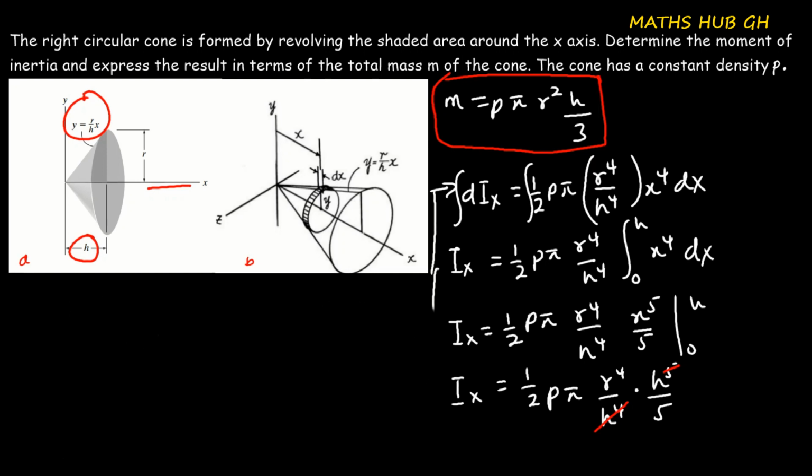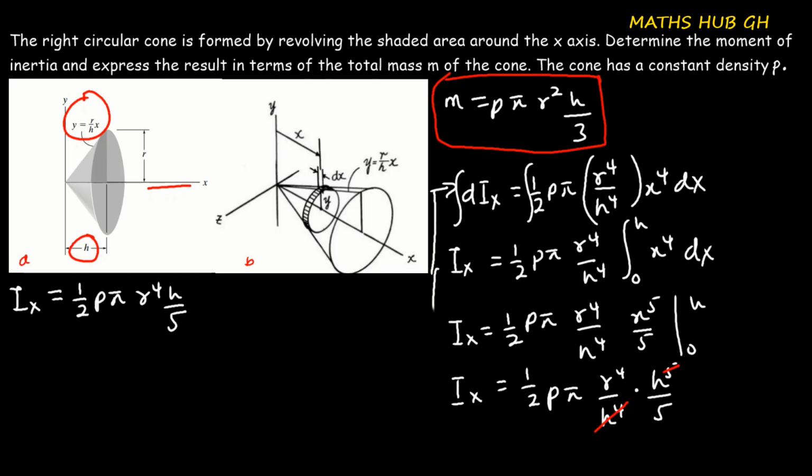So now let's write down what you have. So now we have Ix equal to 1 over 2 rho pi r to the power 4 h over 5. So this would be the mass moment of inertia of the entire circular cone.